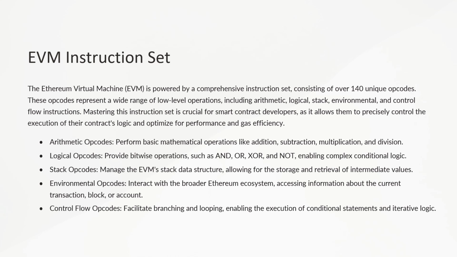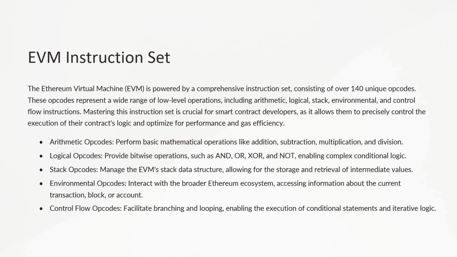Mastering this instruction set is crucial for smart contract developers as it allows them to precisely control the execution of their contract's logic and optimize for performance and gas efficiency. Arithmetic opcodes. These are basic mathematical operations like addition, subtraction, multiplication, and division. Logical opcodes. These provide bitwise operations such as AND, OR, XOR, and NOT.